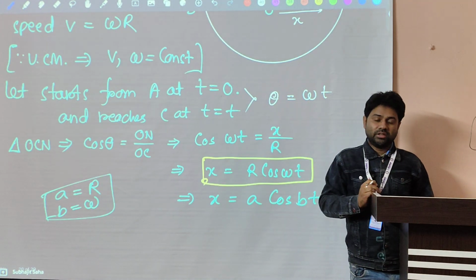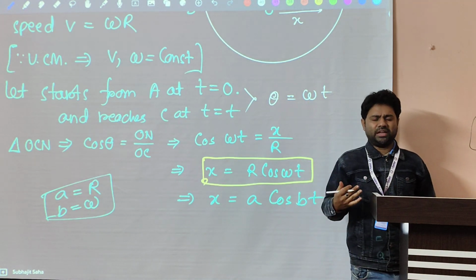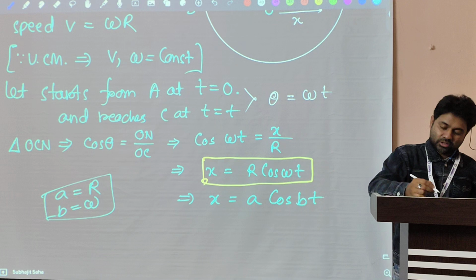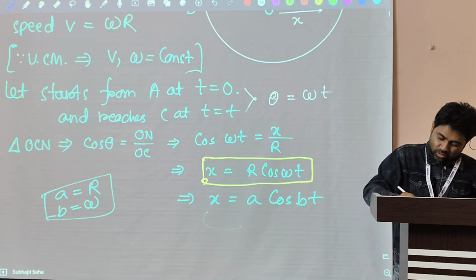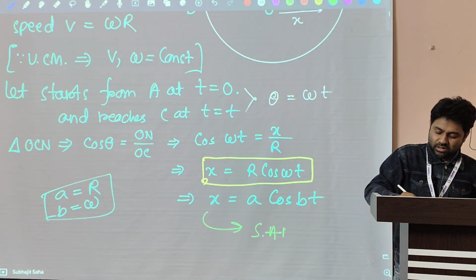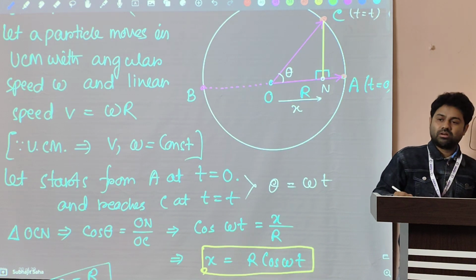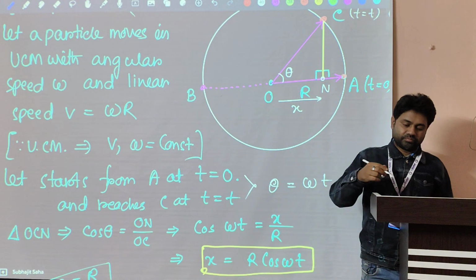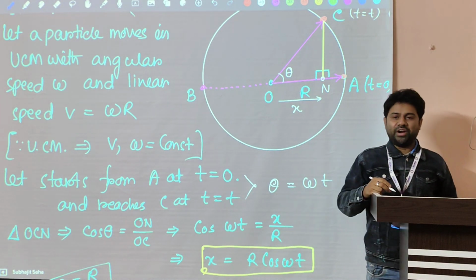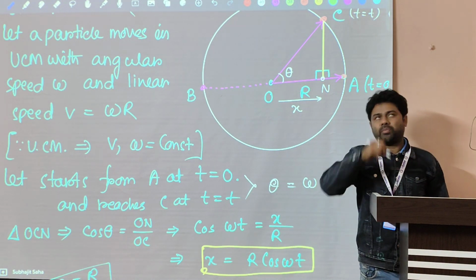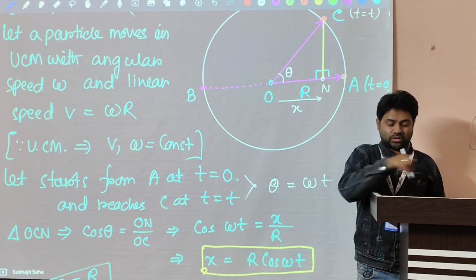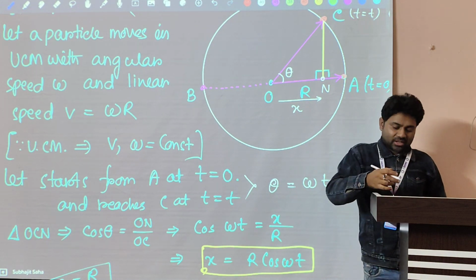We just saw that x equals A sin bt or A cos bt, these forms represent an SHM. So this motion represents simple harmonic motion. Whose motion? Motion of the point N, which I have marked by a white dot here. Motion of the point N, the foot of the perpendicular drawn from the particle onto the diameter. What does this mean?